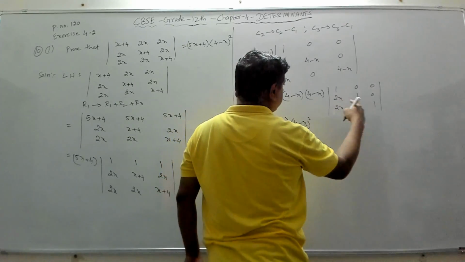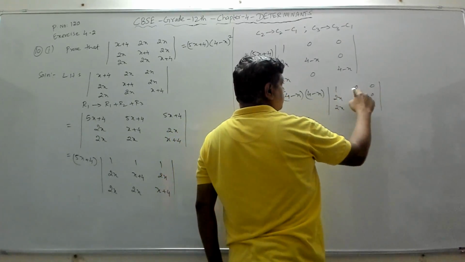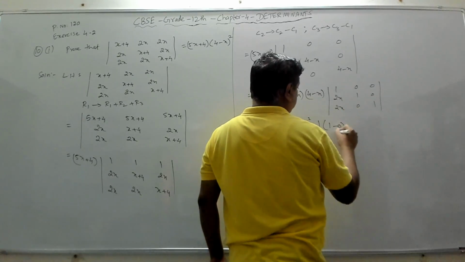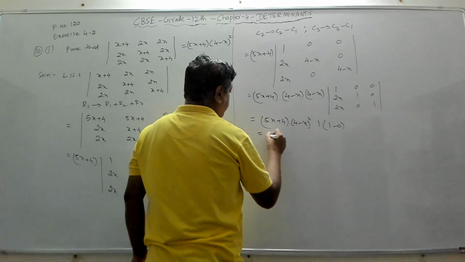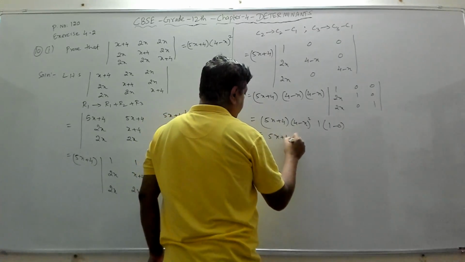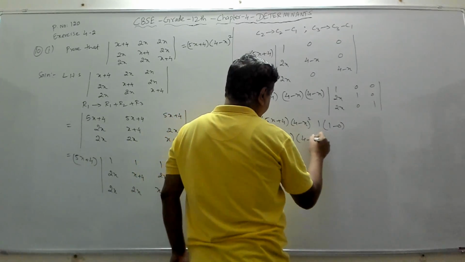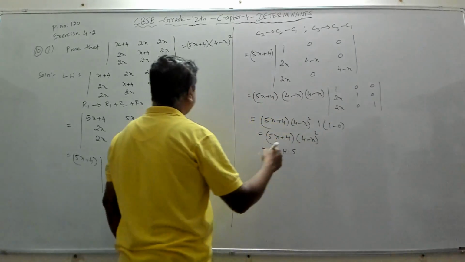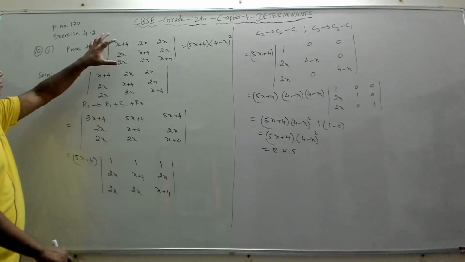Now if you expand this through row 1, because it has two zeros, so row 1 means 1 into this, 1 minus 1, 1 minus 0, so it will give you 1. So finally you will get 5x plus 4 into 4 minus x the whole square, which is your RHS. So we have proved the value of this determinant is equal to this.